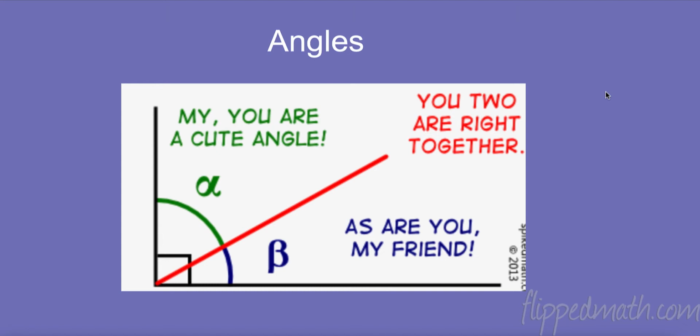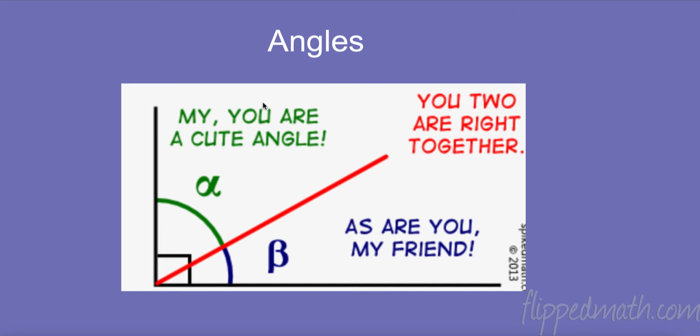All right, and we're going to be extremely complimentary to each other apparently today. You are a cute angle, as are you, my friend. You two are right together. Now, this joke may not make much sense right now, but it will as we go through the lesson. But you'll probably find it's still pretty bad at the end. All right? It's a typical math pun.